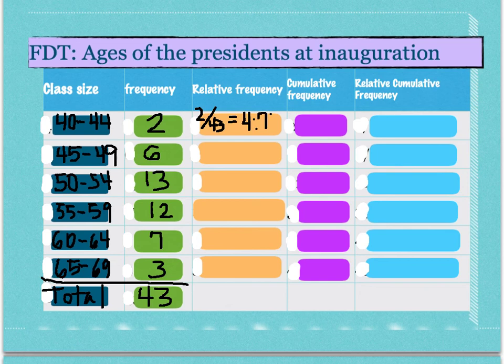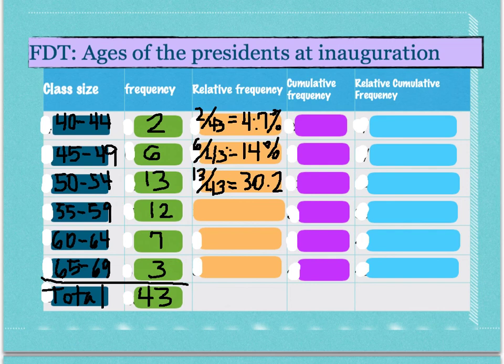4.7%. I'm running out of room on my little graph. The next one we would do 6 over 43 times 100, and that gives us 14%. The next is 13 out of 43 times 100, which gives us 30.2%, and I'm going to stop writing the percent sign just because I'm out of room.